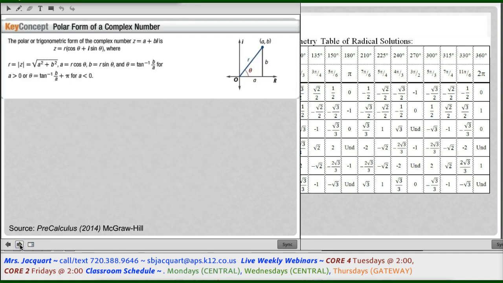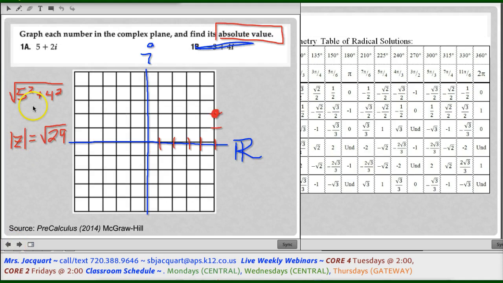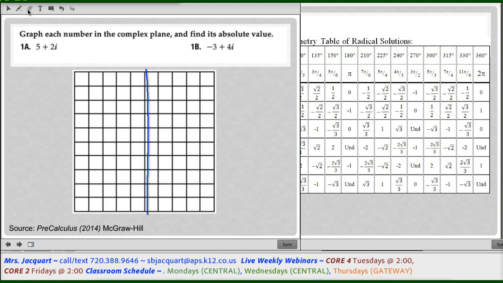Cool. Let's rework this one in terms of the next problem. So this next problem, this is my real plane. This is my imaginary plane. So let's go plot that point. We're not doing that one. We're doing B. 1, 2, 3, up 4, 1, 2, 3, 4.